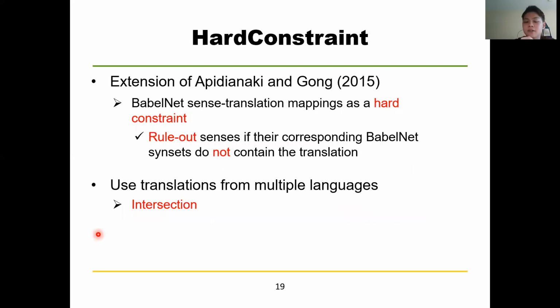So first, I'd like to introduce our baseline method, HardConstraint, which is an extension of Apidianaki and Gomez. We also take BabelNet sense translation mappings as a hard constraint, so that we can rule out senses if their corresponding BabelNet synsets do not contain the translation. However, instead of using translations from a single language, we use translations from multiple languages using an intersection strategy.